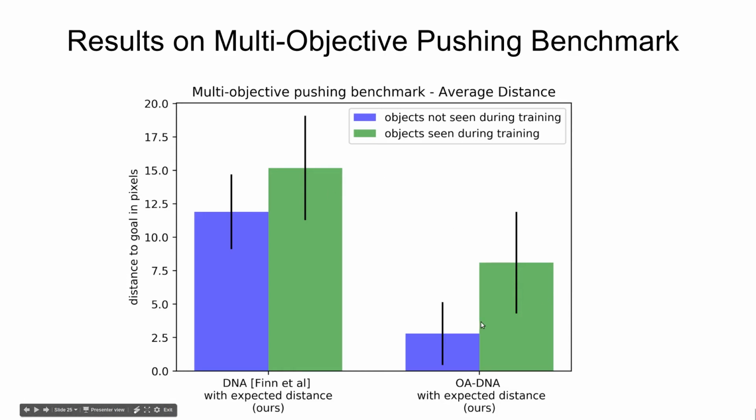On the other hand, we observe that the DNA model by Finn et al. mostly fails on the multi-objective task. The fact that for both models the distances for novel objects are slightly lower than for scene objects is most likely due to differences in the difficulty of the task. Next, we will show a couple of other complicated tasks with multiple objectives. These 2 objects need to be pushed apart from each other.